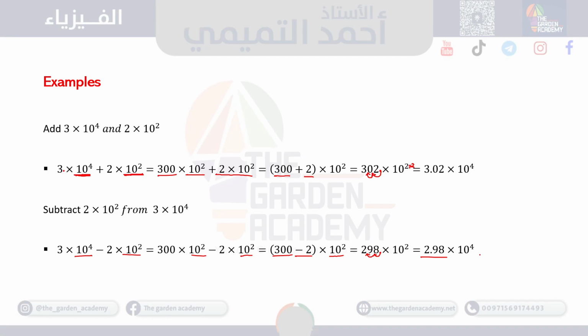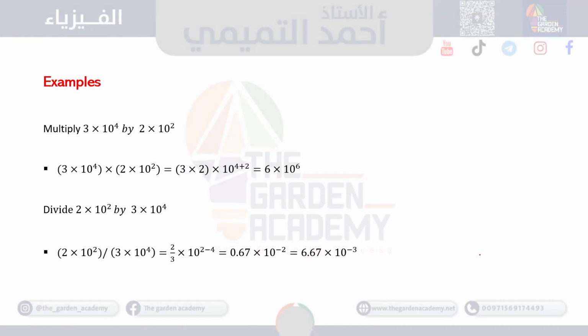Finally, let's take a few other examples. Let's say we want to multiply 3 times 10 to the power 4 by 2 times 10 to the power 2. To do that, first we multiply the coefficients, which are 3 times 2, and then we add the exponents to each other. Then we multiply by 10 to the power 4 plus 2. This is equivalent to what? To 6 times 10 to the power 6, which is 6 millions.